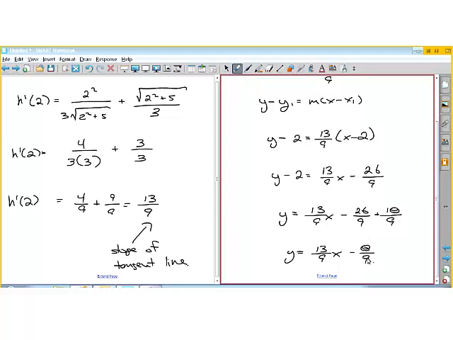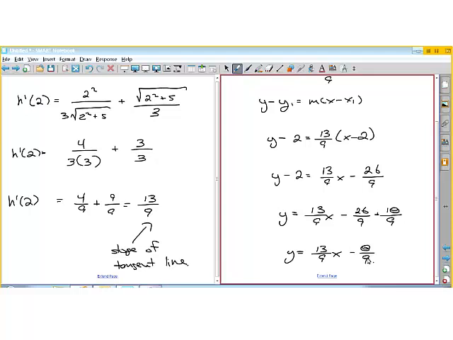Okay, let's check to see if that's the right answer or not. So that was problem number 68. 13/9 minus 2. Yep, that's it. So that's the equation for the tangent line. They don't ask you, do they say, use a graphing utility to show it? Okay. So we're going to do that.